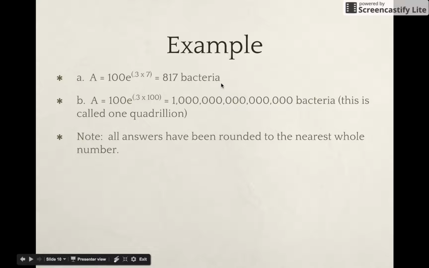Taking a look at these two results, you can see the nature of exponential growth. Started with 100, and then after 7 days, we were already at 817. And then from day 7 to day 100, what an increase there, all the way to a quadrillion.